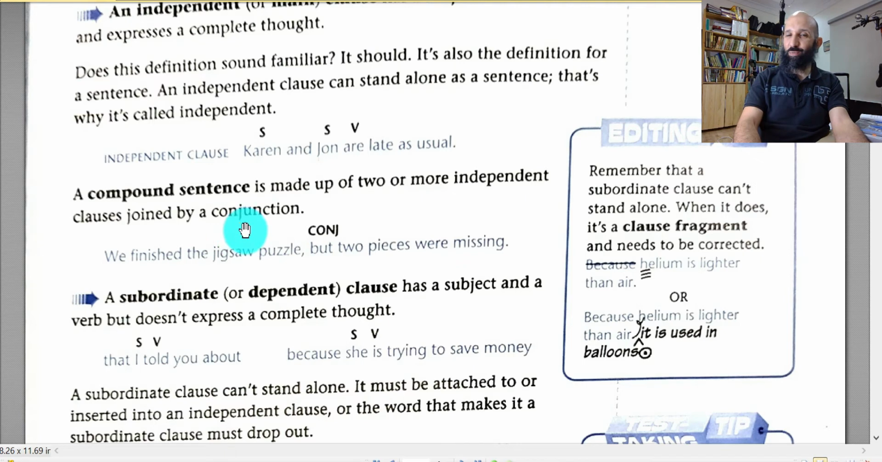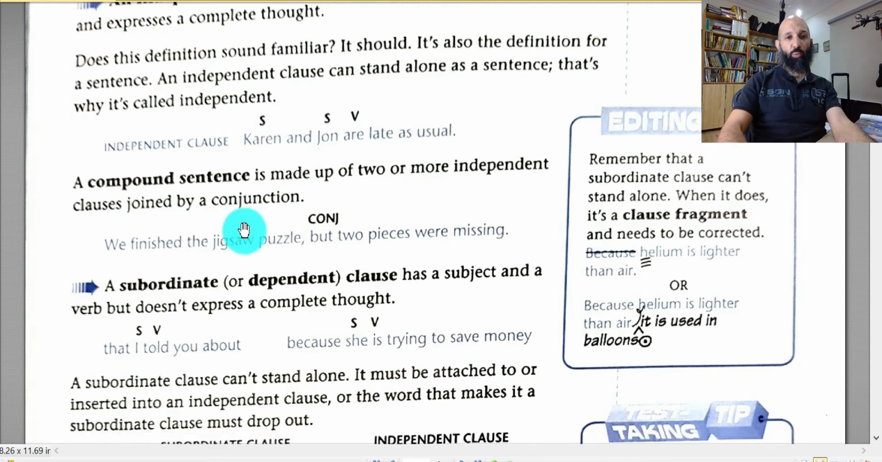Why didn't I read this word? Because I need something that I taught you before. If you're my students, or if you are SAT students in general, you know the FANBOYS. So a compound sentence is made up of 2 or more independent clauses joined by one of the FANBOYS. The conjunctions called the FANBOYS. So what are the FANBOYS? For, and, nor, but, or, yet, and so, 7 of them, FANBOYS.